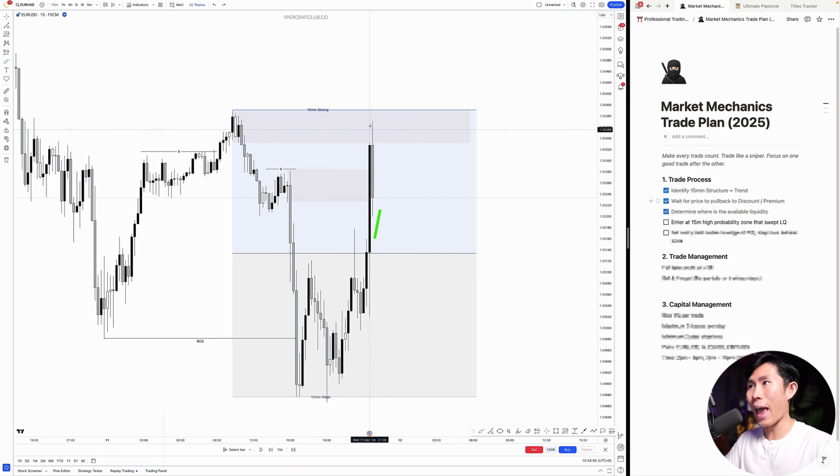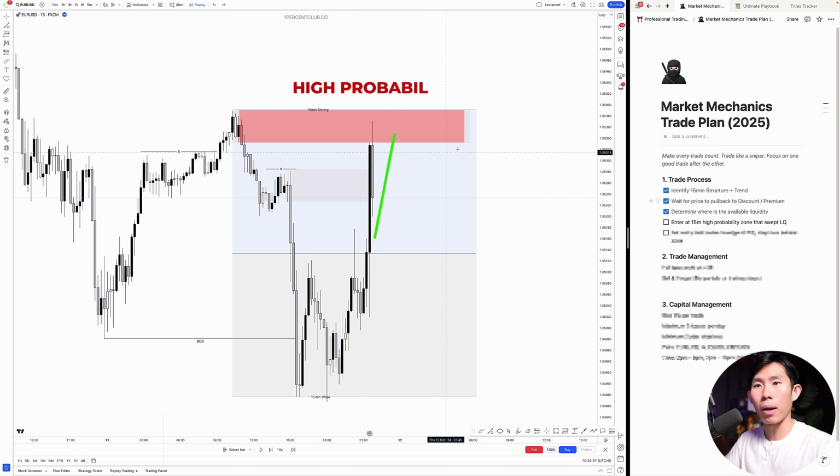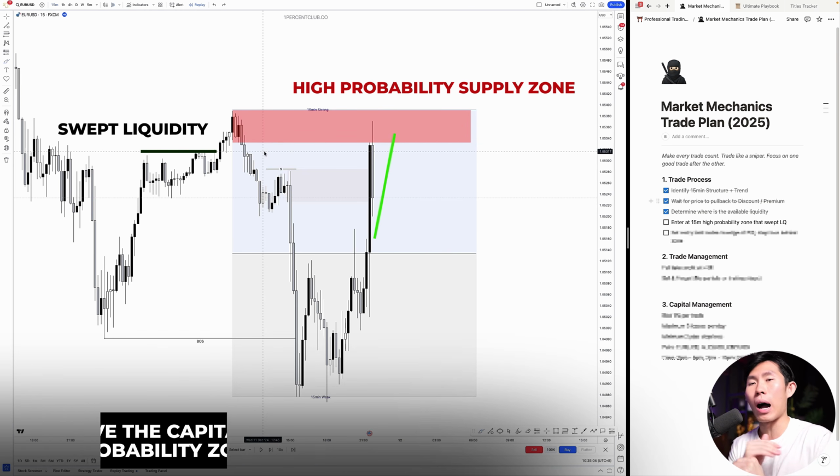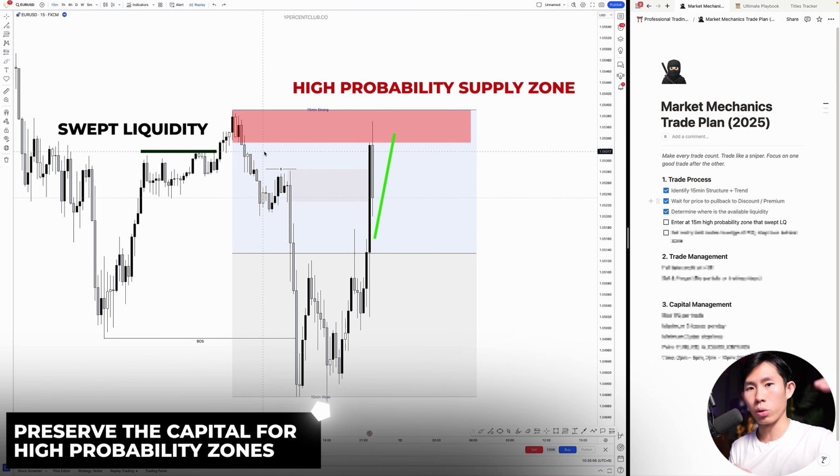This is where price has entered into our high probability supply zone that swept liquidity, right? So this is a high probability zone. Remember, we want to preserve our capital for the high probability zones. We don't want to take trades at low probability zones. We don't want to waste our hard-earned money on low quality setups which do not work whatsoever. We want to trade at a high probability zone and trade with precision.